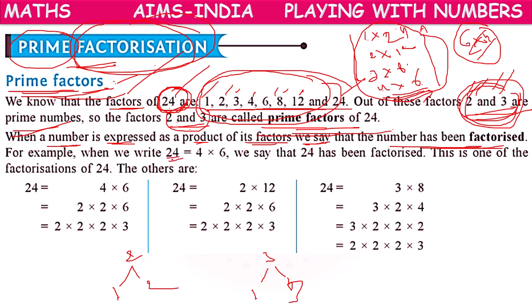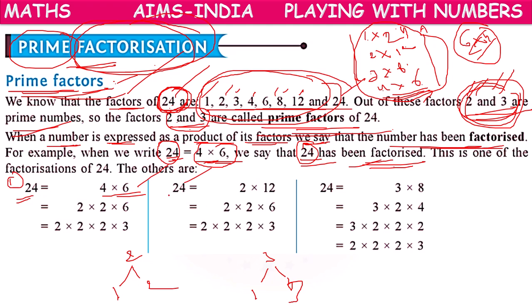So here 24 is there. We can write it as 4 into 6. So what does it mean? This number 24 is factorized, meaning written as a product of other numbers. This is one kind of factorization of 24. So 24 written as 4 into 6 is called factorization, first type.